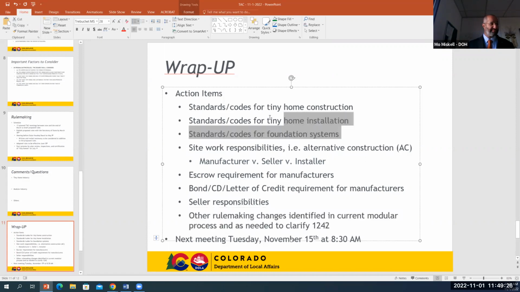Obviously, the three things that jump out at me are starting here: construction standards for tiny homes, installation standards for tiny homes, and the foundation systems. The second and third probably dovetail into each other, but it might make sense to start them out separately. So that's where I think we should start. If anybody has any other thoughts or ideas about where to start, I'm all ears.